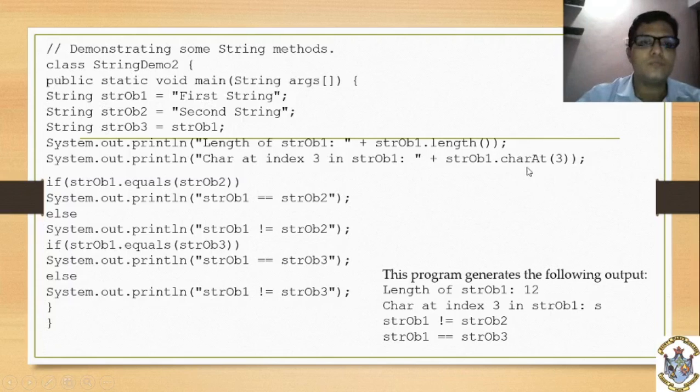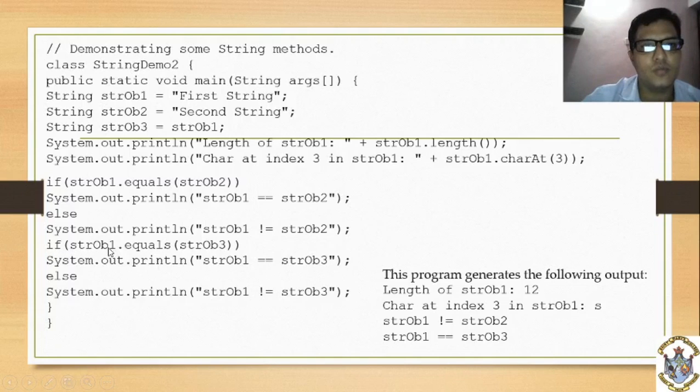Now I am writing one if condition, strOb1.equals(strOb2). So what I am doing is comparing string object 1 with string object 2. What is the string object 1 value? First string. Is first string equal to second string? No, the condition is false, so it directly goes to the else. And I am printing that strOb1 is not equal to strOb2. Now I am writing one more if statement. Please observe here.